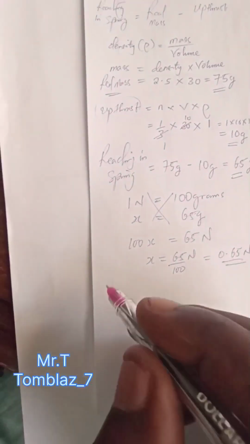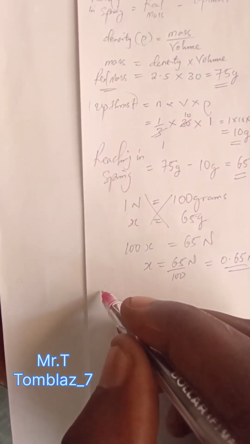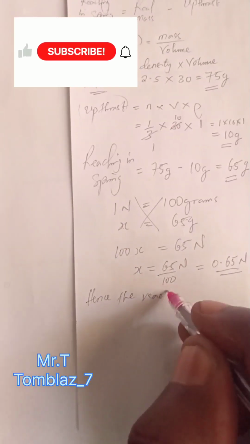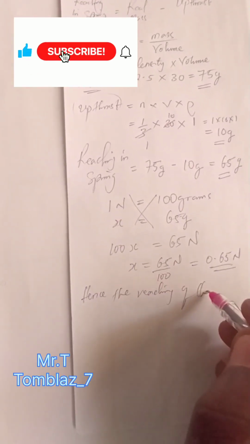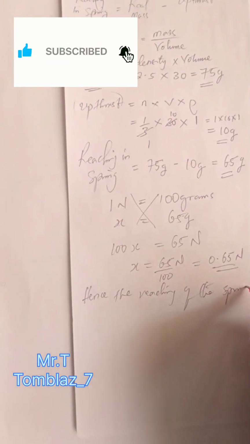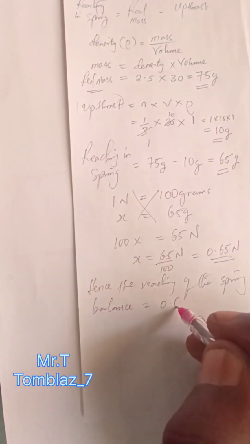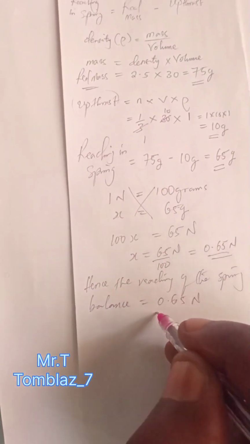Okay, so you now end by saying, hence, the reading of the spring balance is equal to 0.65 Newtons.